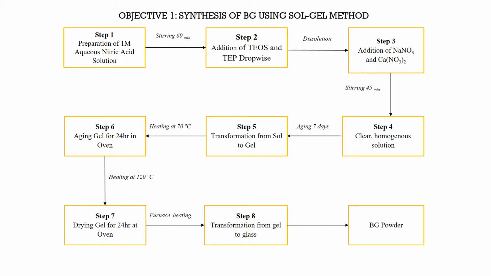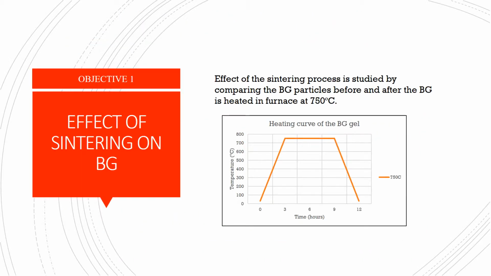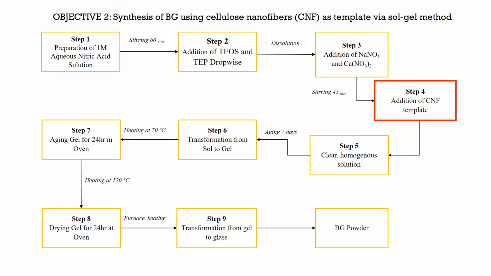After that, the gel is dried for 24 hours at 120 degrees Celsius. And finally, it is transformed from gel to glass when it undergoes furnace heating, which is called sintering, to form bioactive glass powder. The effect of the sintering process is evaluated via comparing bioactive glass particles before and after it is heated in the furnace at 750 degrees Celsius.